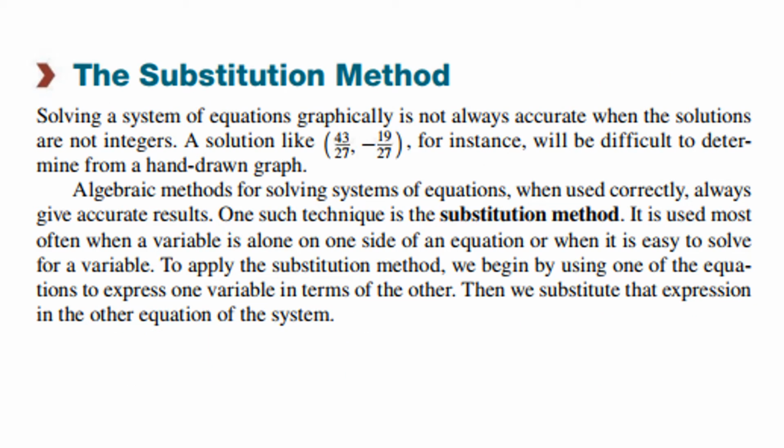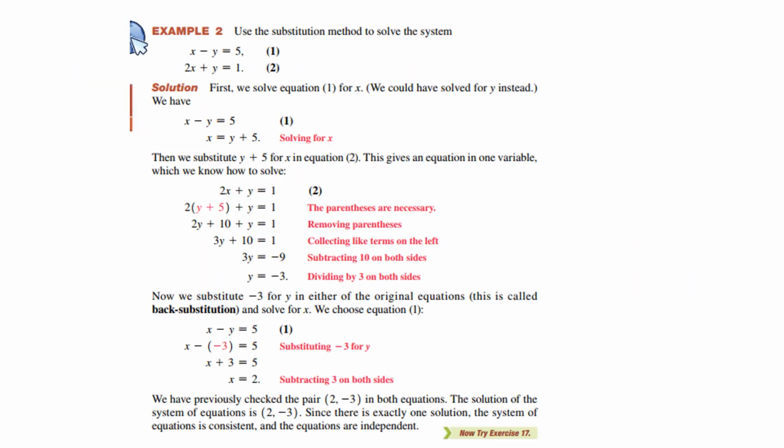Now, solving a system of equations is not always accurate if you do it graphically, because it would be difficult to figure out what these numbers are from a hand-drawn graph. There are algebraic methods for solving these equations, and when used correctly, they give the right answer. One method is called the substitution technique. Let's talk about how that works with an example.